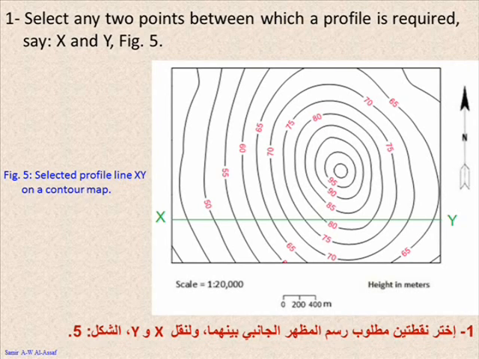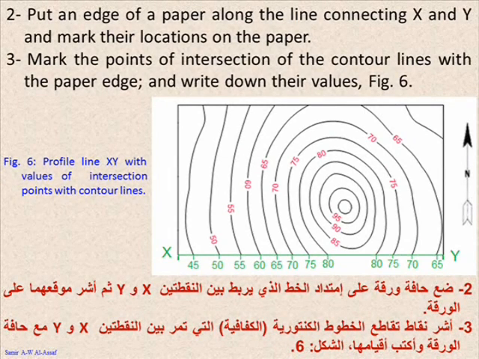1. Select any 2 points between which a profile is required, say X and Y, figure 5. 2. Put an edge of a paper along the line connecting X and Y and mark their locations on the paper. 3. Mark the points of intersection of the contour lines with the paper edge and write down their values. Figure 6.